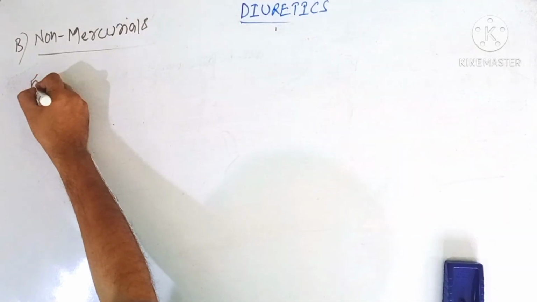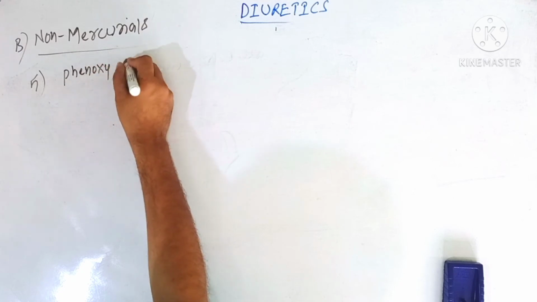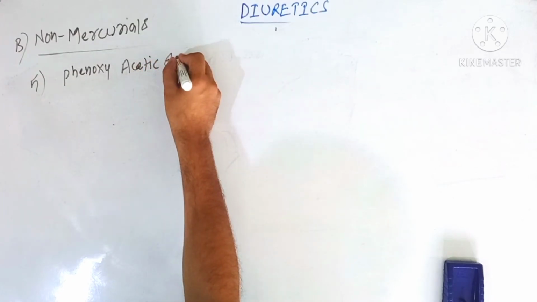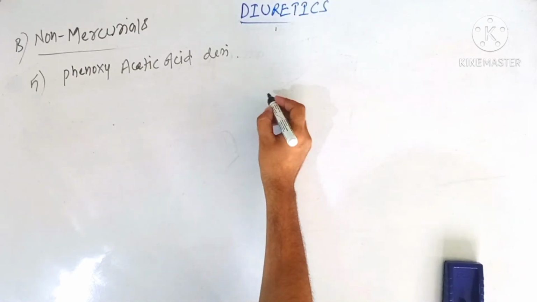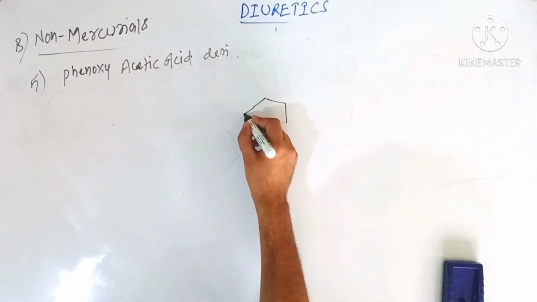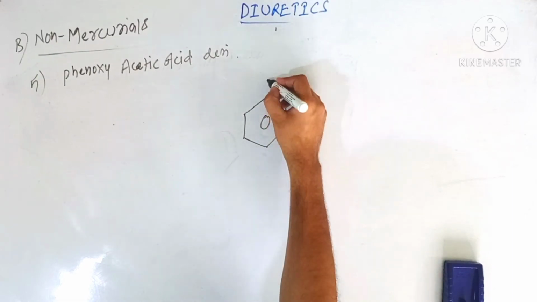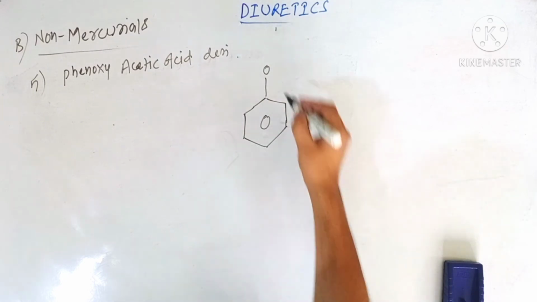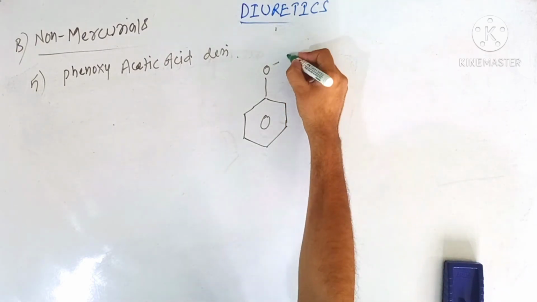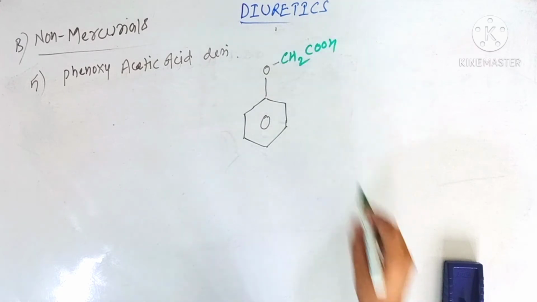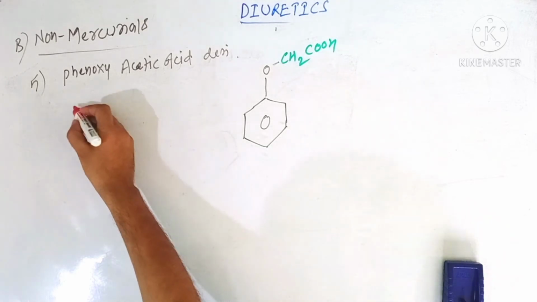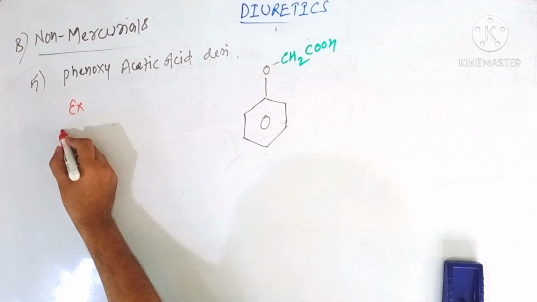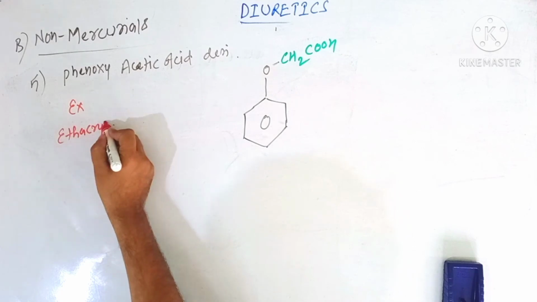Class number 5 is your phenoxy acetic acid derivative. So first draw the structure of phenoxy acetic acid. So this is your phenyl ring, this is your phenoxy, and acetic acid means here is your acetic acid group, CH2COOH. This is the phenoxy acetic acid nucleus. Now an example of a drug which comes under this class is your ethacrynic acid.